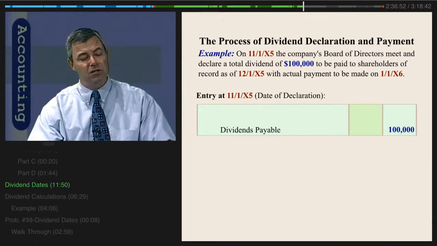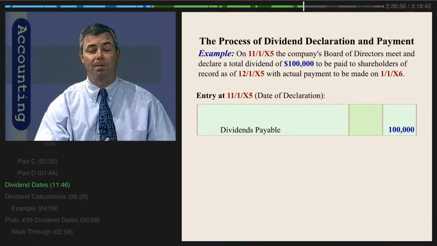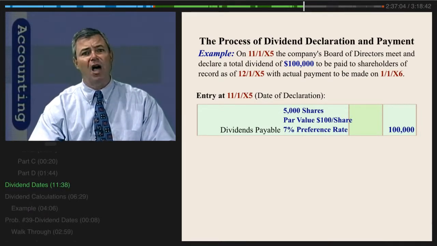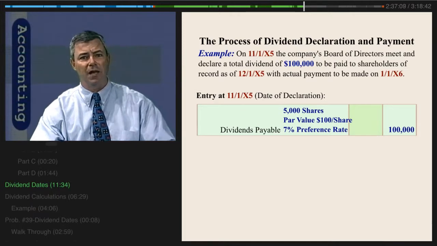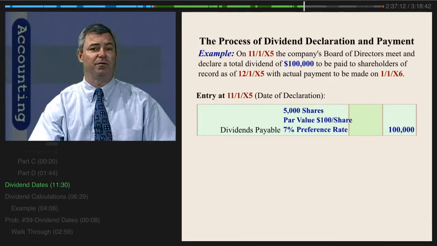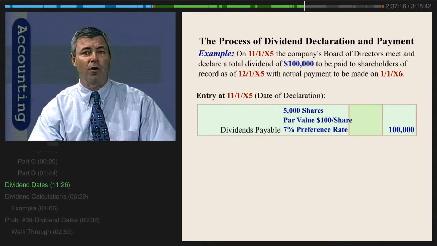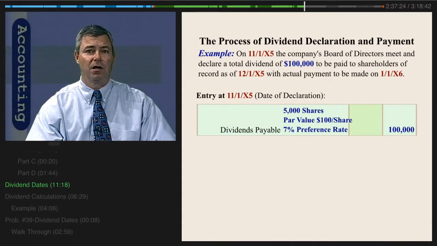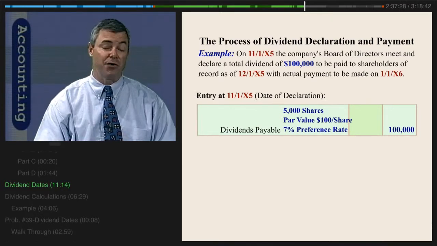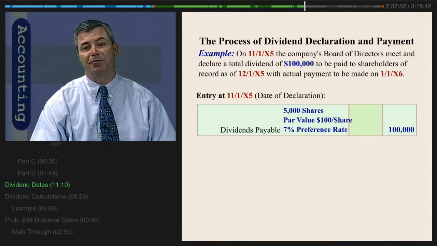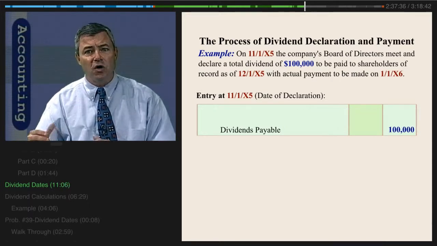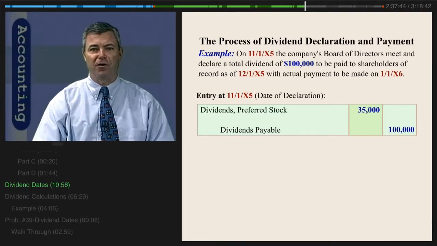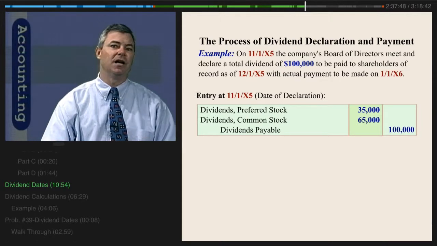If the business has preferred shareholders, using our previous example, this was not your homework problem, but the problem we were doing in the lecture, assuming that a company had issued 5,000 shares of preferred stock, and the par value was $100 a share, or $500,000 of outstanding par value, and the dividend preference rate was 7%, then the dividend preference to preferred shareholders would be $35,000, 7% times the par value of the preferred stock of $500,000. So of this $100,000 of dividends declared by the board of directors, $35,000 has to go to the preferred shareholders first. The common shareholders get whatever's left over.